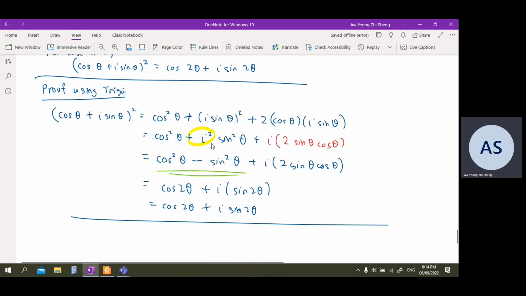Okay, so I'm showing you the proof using trigo for the case n equals 2, just to show you that it's actually consistent with our trigonometric formulas. The result we have here is consistent with all the trigo formulas that we have learned earlier.